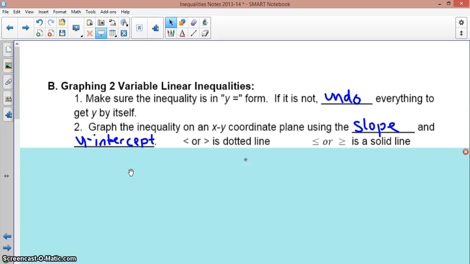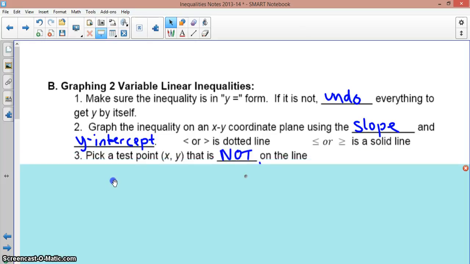And again, just like we had before, the inequality determines what line you use. A less than or greater than sign is a dotted line, and a less than or equal to or greater than or equal to is a solid line. But I remember, I think of this little rap. You got less of the sign, you got less of the line. You got more of the sign, you got more of the line. So that's how I remember it. You have more sign here, you got more line because it's solid. You have less sign here, you have less line because it's dotted. If you like the rap, use it.